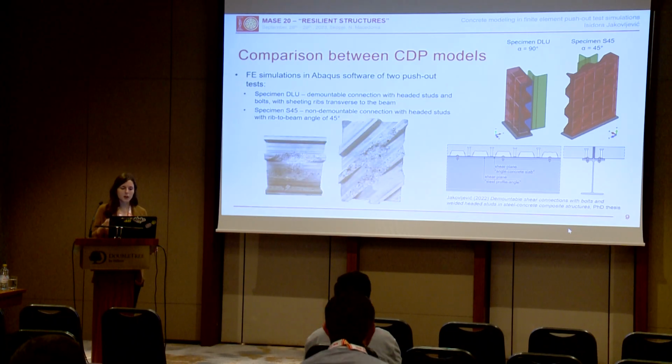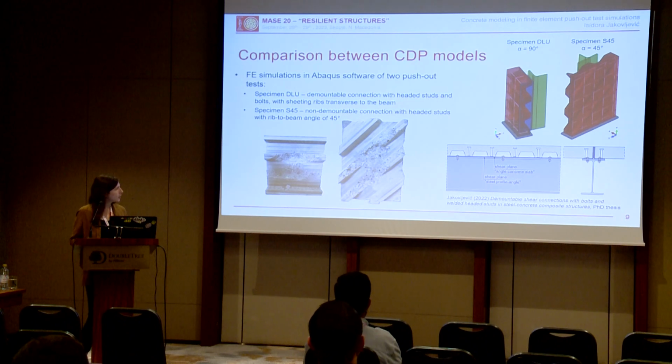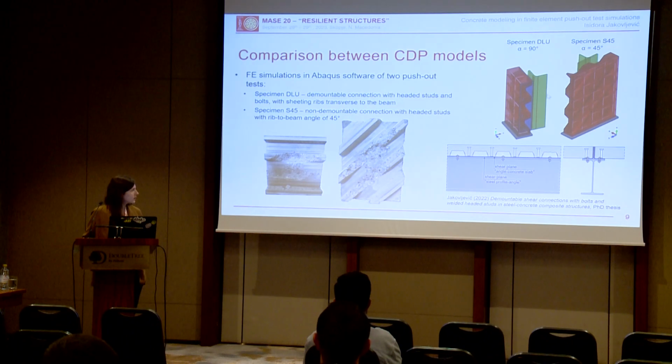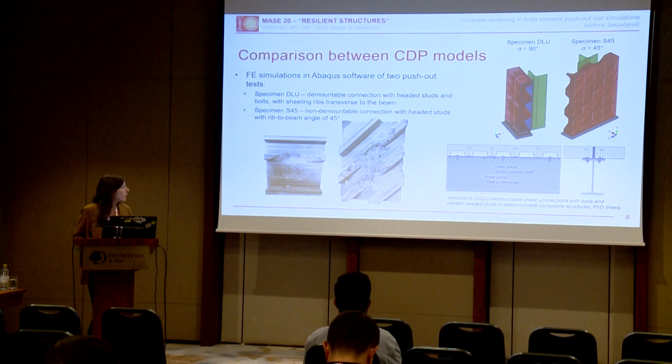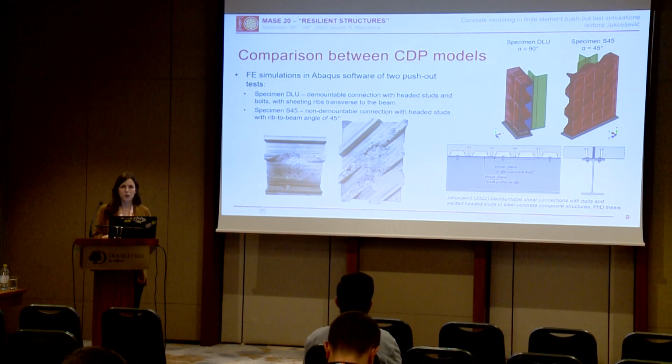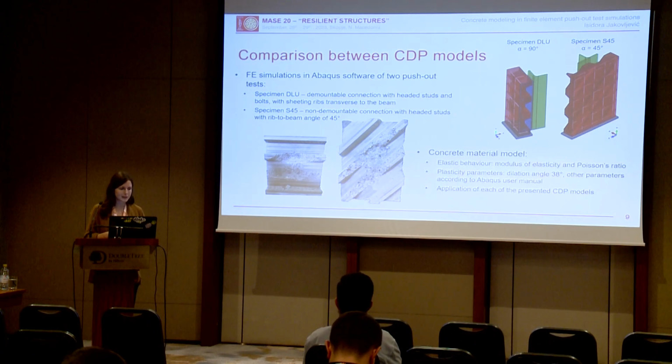What is important is that in both models, so the second model, this S45, is the one, a standard connection. So we have headed studs that are welded directly to the steel flange. But in both models, demountable and non-demountable, the concrete failure occurred. So we have a formation of the concrete cone around headed studs and the separation of that cone from the rest of the slab. And this concrete cone goes in the direction of the profile sheeting ribs. So the concrete failure is the failure in both cases. It was extremely important to model concrete appropriately in order to accomplish the match with experimental results.